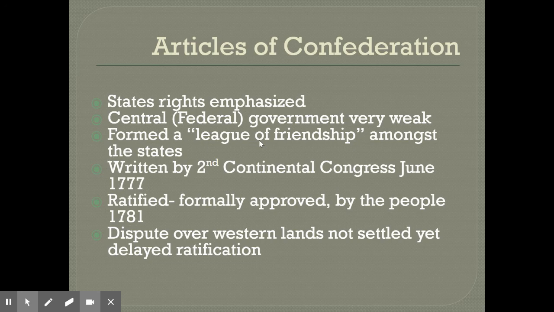So the central federal government was very weak, and this formed a league of friendship amongst the states. Each state was kind of operating as their own nation.